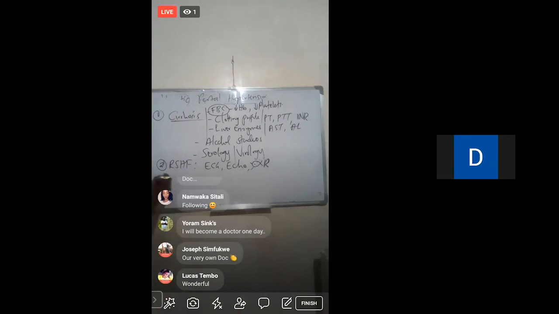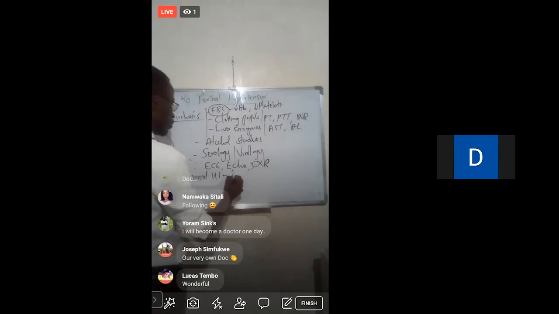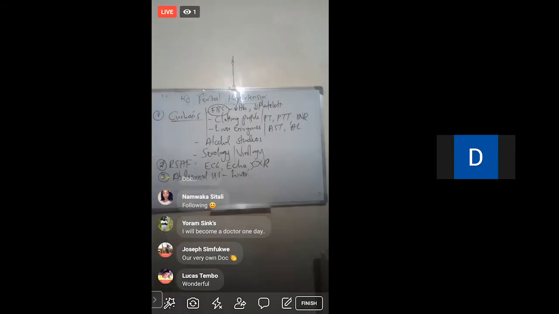We can also do abdominal ultrasound. Abdominal ultrasound, that is specifically to check on the liver as well as those major blood vessels. We can also do Doppler ultrasound.